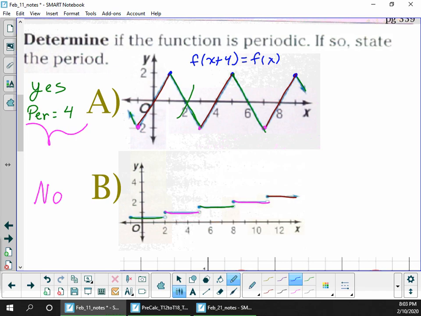On B, it's not the case. From 0 or -1 to 2, we're all one y value. But from 2 to 5, we're a different y value. I'd have to add a number outside the function, not inside the function. B is not periodic. Periodic are like A. You can see it is a repeating pattern. The y's change for a pattern, and then they repeat again for a pattern. It just keeps going that way.